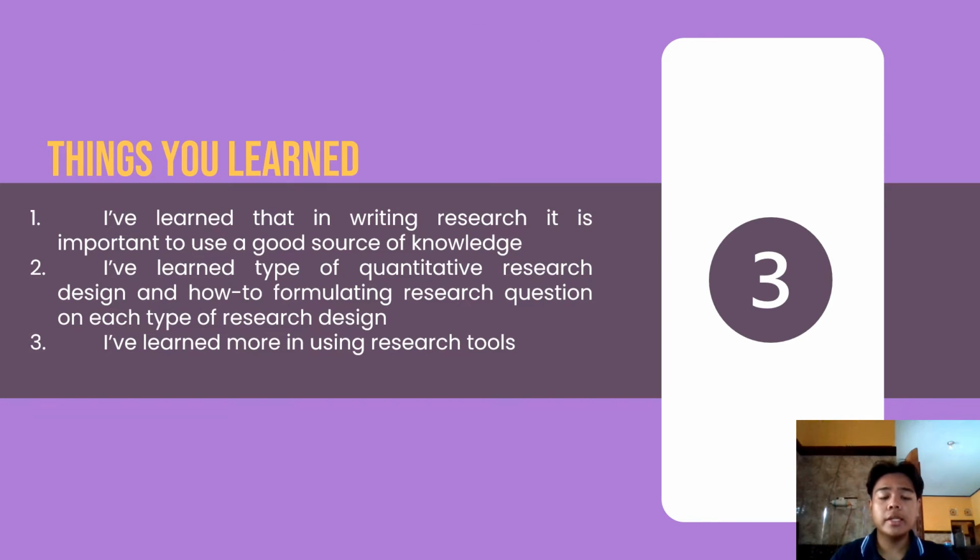So we move to the 3 things that I learned. First, I've learned that in writing research, it is important to use a good source of knowledge. The good source of knowledge here is the scientific approach, because when we use a scientific approach in our writing, it will make our argument strong, as the scientific approach is strong evidence. And also I learned that in writing research, we don't need to put in our point of view or our opinion. It just focuses on using expert theories as a scientific approach.